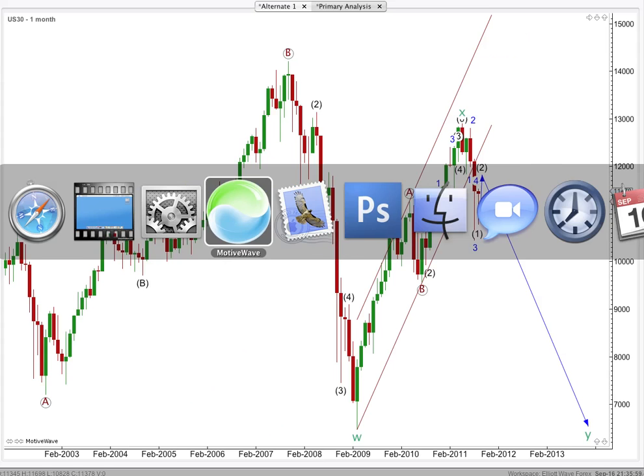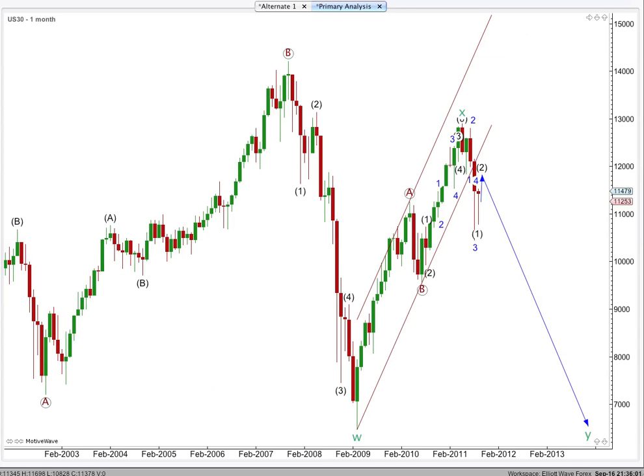I'm using a new charting package. This is Motive Wave, and I've been having a play with this and it works pretty well. I've got a couple of wave counts to go over. We'll start with my primary wave count on a monthly chart.